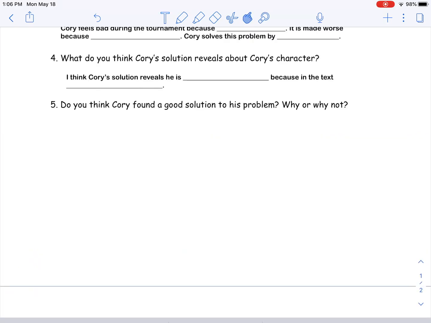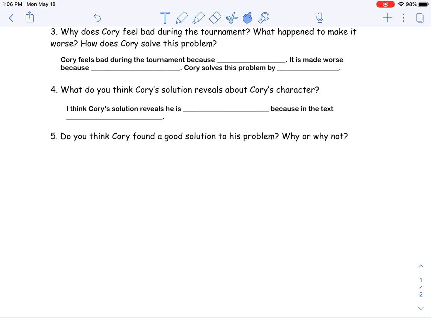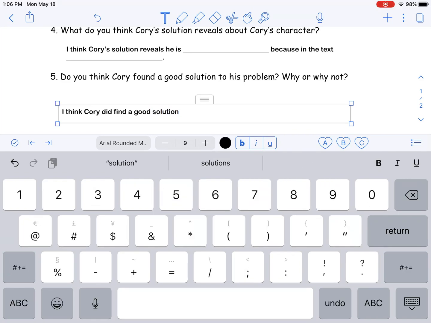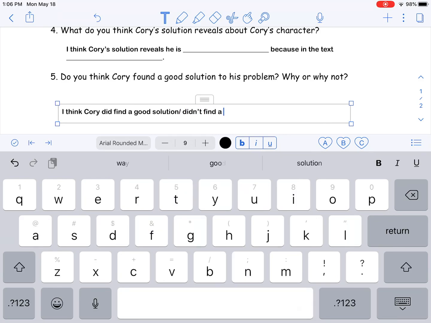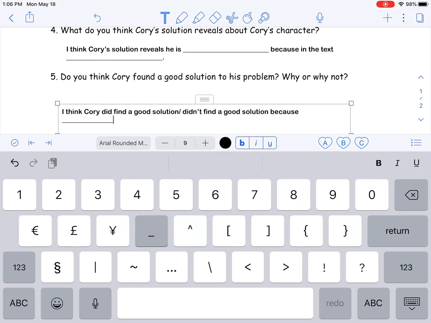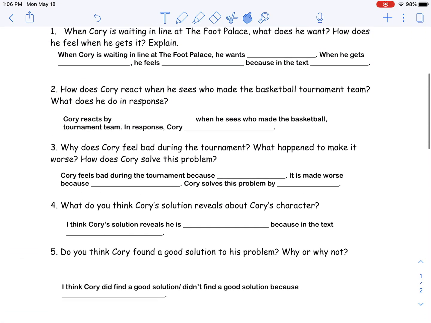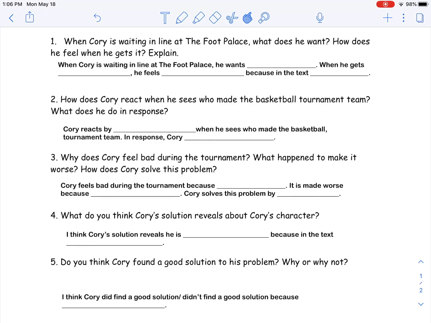Last one. Do you think Corey found a good solution to his problem? Again, this is an opinion one, so you just have to be able to justify your answer. I think Corey did find a good solution, or, I'm going to put this slash here because you have two choices, you could say I think Corey didn't find a good solution. Because, and this is the key part to this question, you have to justify why you think that. So today, you're wrapping up your work looking at Corey, his choices, his problems, and the decisions he makes, and then you're going to answer 5 questions with the RACE strategy.